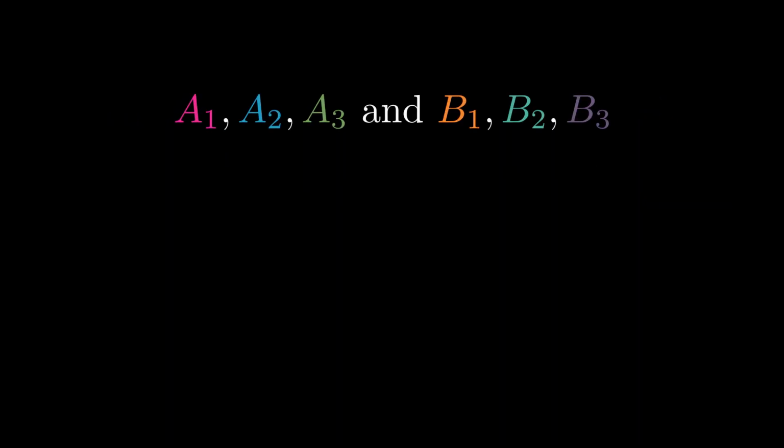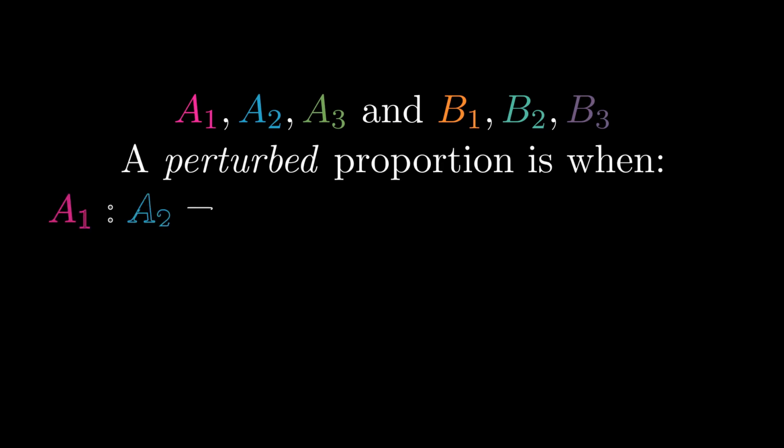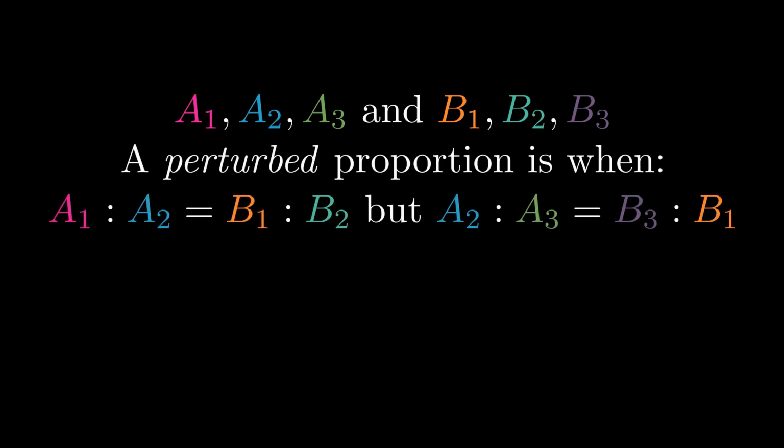Given two sets of three magnitudes, A1 through A3 and B1 through B3, such that A1 is to A2 as B1 is to B2, but A2 is to A3 as B3 is to B1, we call this a perturbed proportion. These are all of the definitions we'll use in this book, and the rest of the book is dedicated to exploring these definitions.